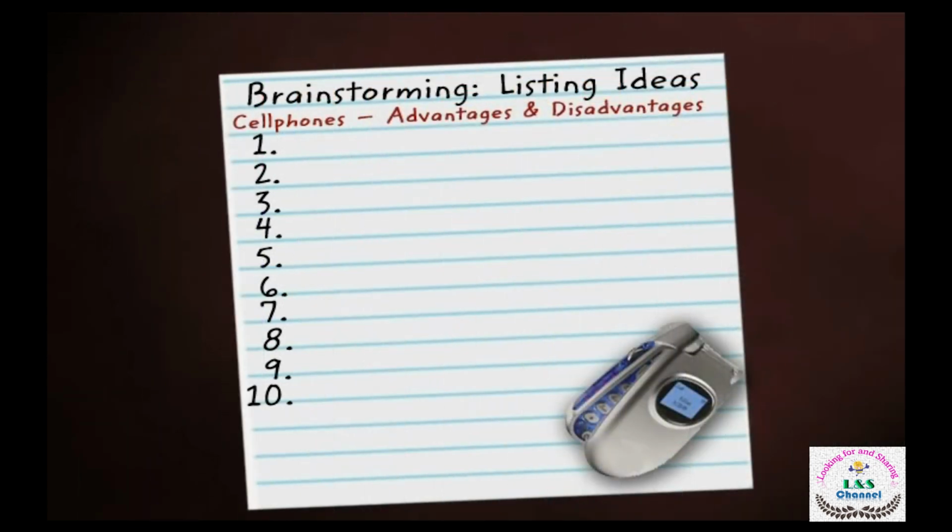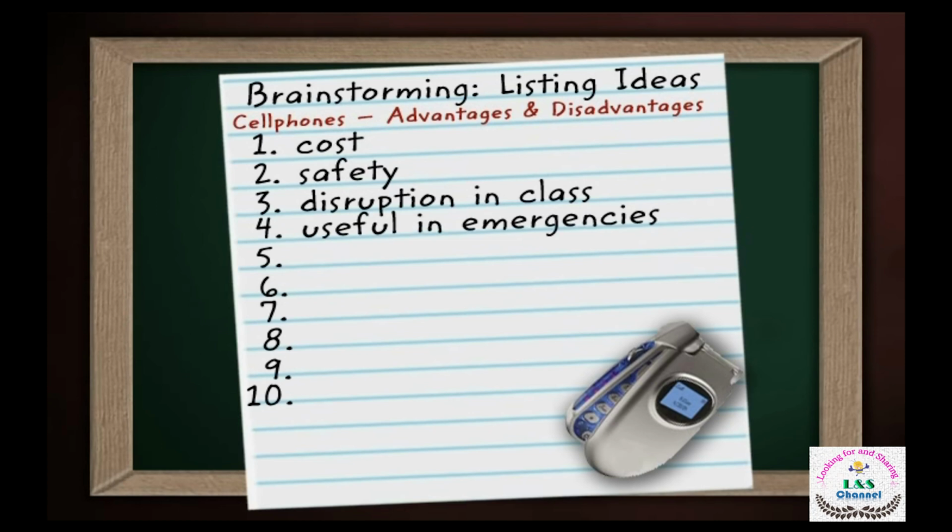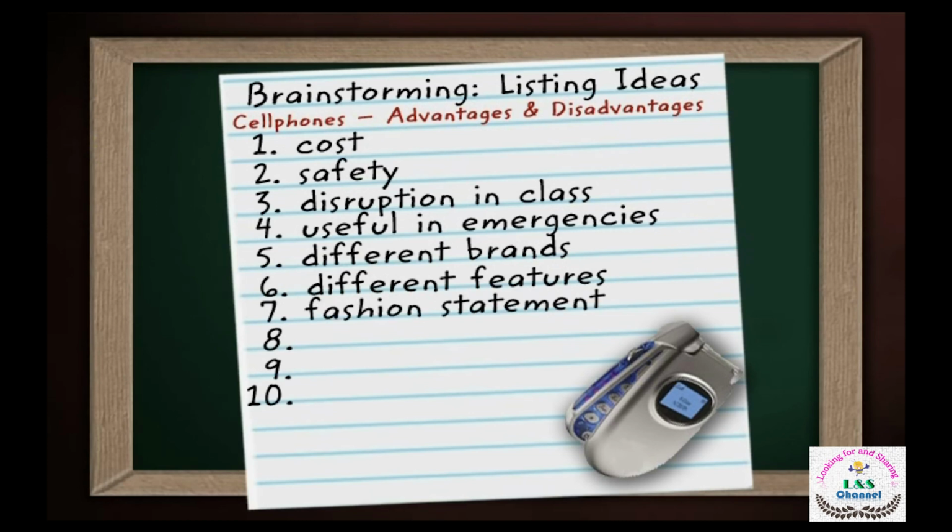Here's my list. Well, the first thing I thought of was cost, and then I thought of safety. Disruption in class has been a big issue, but they're very useful in emergencies. I thought about different brands and different features. I know they make a fashion statement. I thought about the size, too, because some of them are large and some of them are very small. Family plans, and I like those ringtones. Well, now I have enough ideas to get started. I certainly won't use all 10 of them because there's too much there. In the next installment of this series, you'll learn how to choose and how to organize your thoughts.